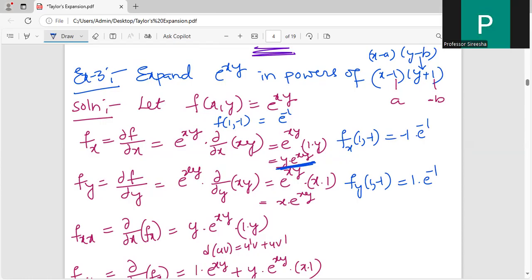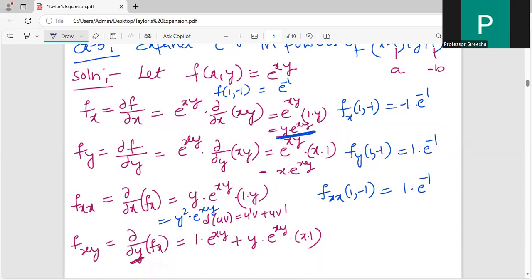Coming to this, what is this value? It would be y squared into e^(xy). y is -1, so y squared would be (-1) whole squared, which is +1. So 1 into e^(-1). Yes.